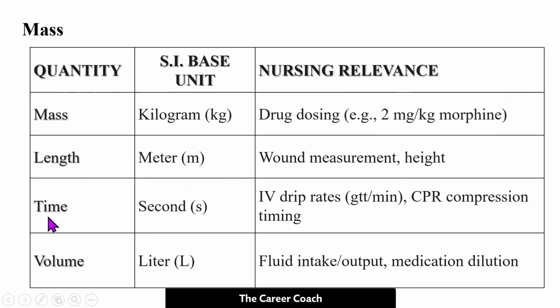The next one is time. We use time in IV drip rate, drop rate per minute, and CPR compression timing. Time is measured in seconds. The next one is volume. We use volume in fluid intake output and medication dilution. Volume is measured in liters. You will be taught about the fundamental units, which are mass, length, and time. You will also be taught about scalar quantities and the rest of that in class. But these are the areas that apply to nursing.